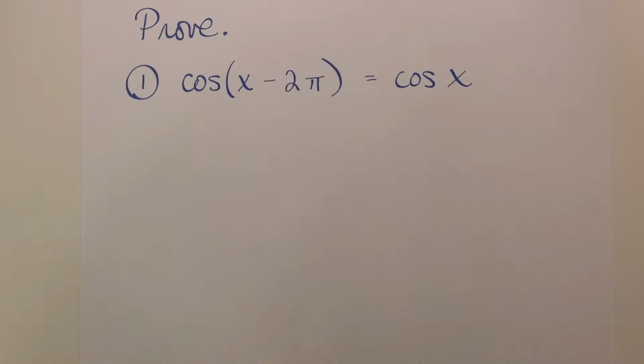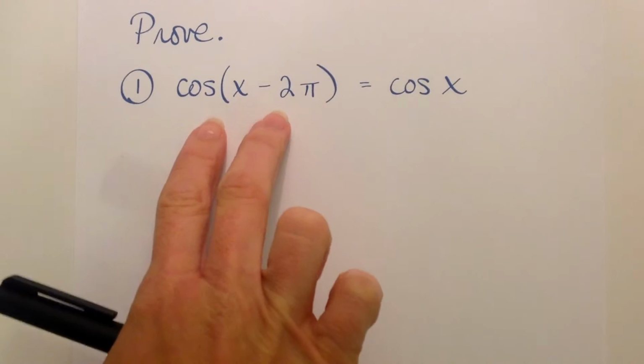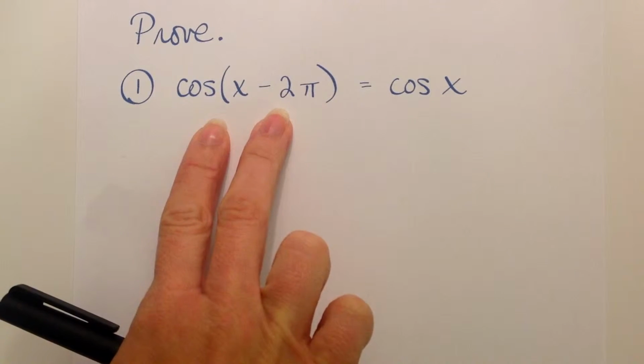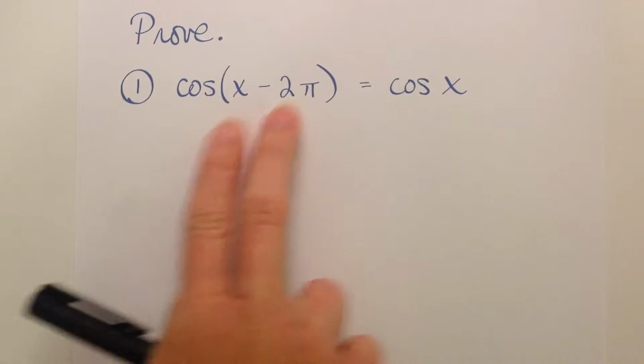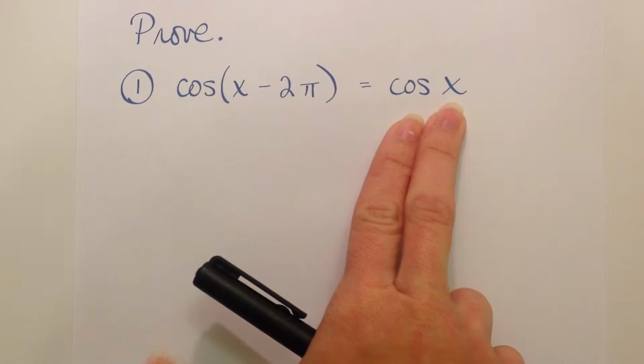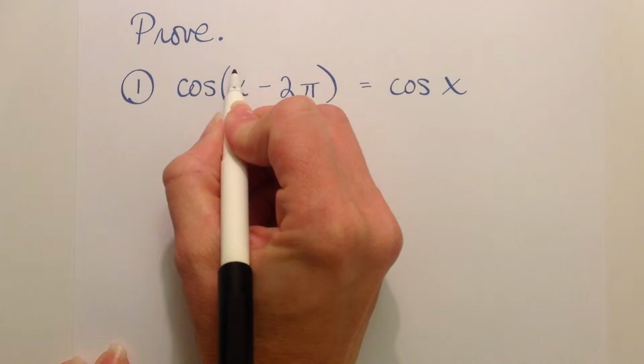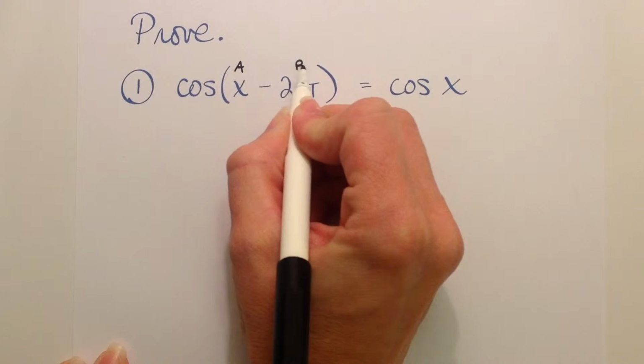Okay, so now we're going to look at proving using some of the sum and difference identities. This is similar to what we did before, where you just work on one side and prove that one side is equal to the other side. So what we'll do here is work on our left-hand side using our difference identity for cosine and prove that this is equivalent to this. So this is going to be our A, and this is going to be our B.